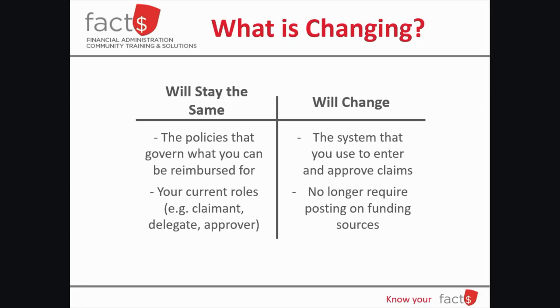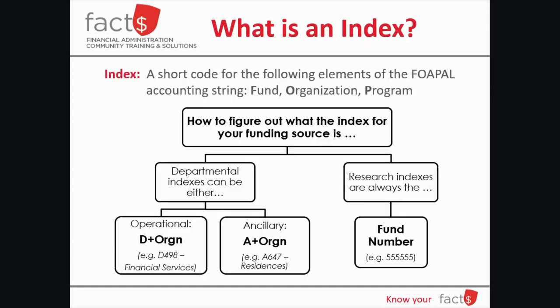In the new system, users will no longer require posting on funding sources. Let's take a closer look at what that means on the next slide. At Carleton, the funding source is defined by a FOAP accounting string made up of fund, organization, and program codes. For Financial Services, for example, that would be 100, 439, 1300. The index is a short code for the fund, organization, and program numbers.